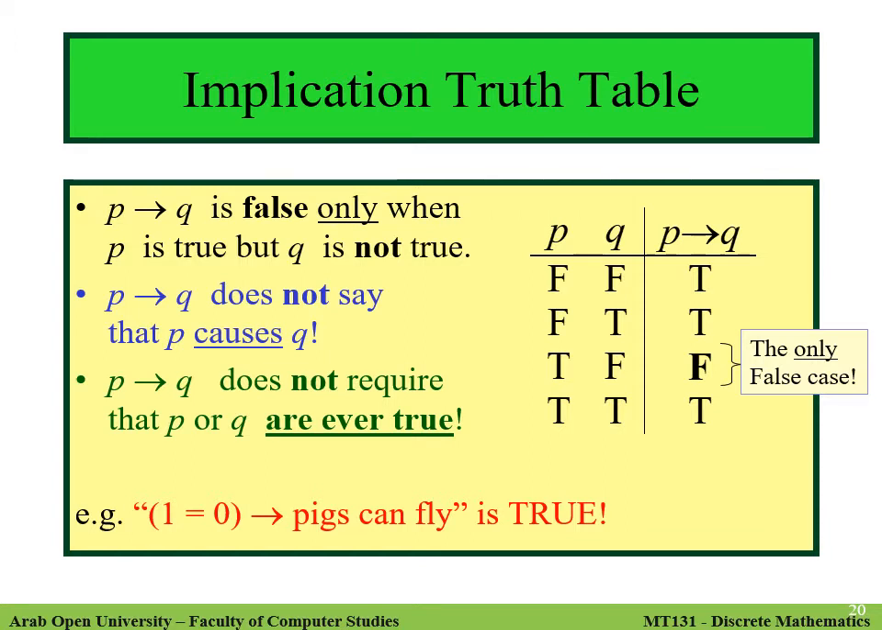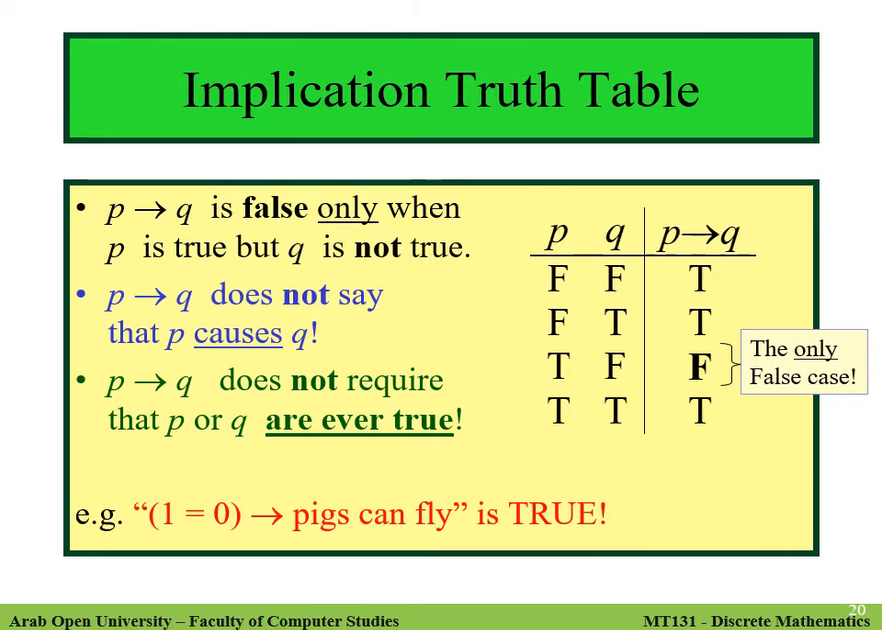So when will the statement be false? The implication statement will be false in one case only: if P is true, but Q is not true. All the other possibilities will give you a true statement. The table will show that if both statements are false, if P is false and Q is false, then P implies Q is considered to be a true statement. If P is false and Q is true, then P implies Q is considered to be a true statement.